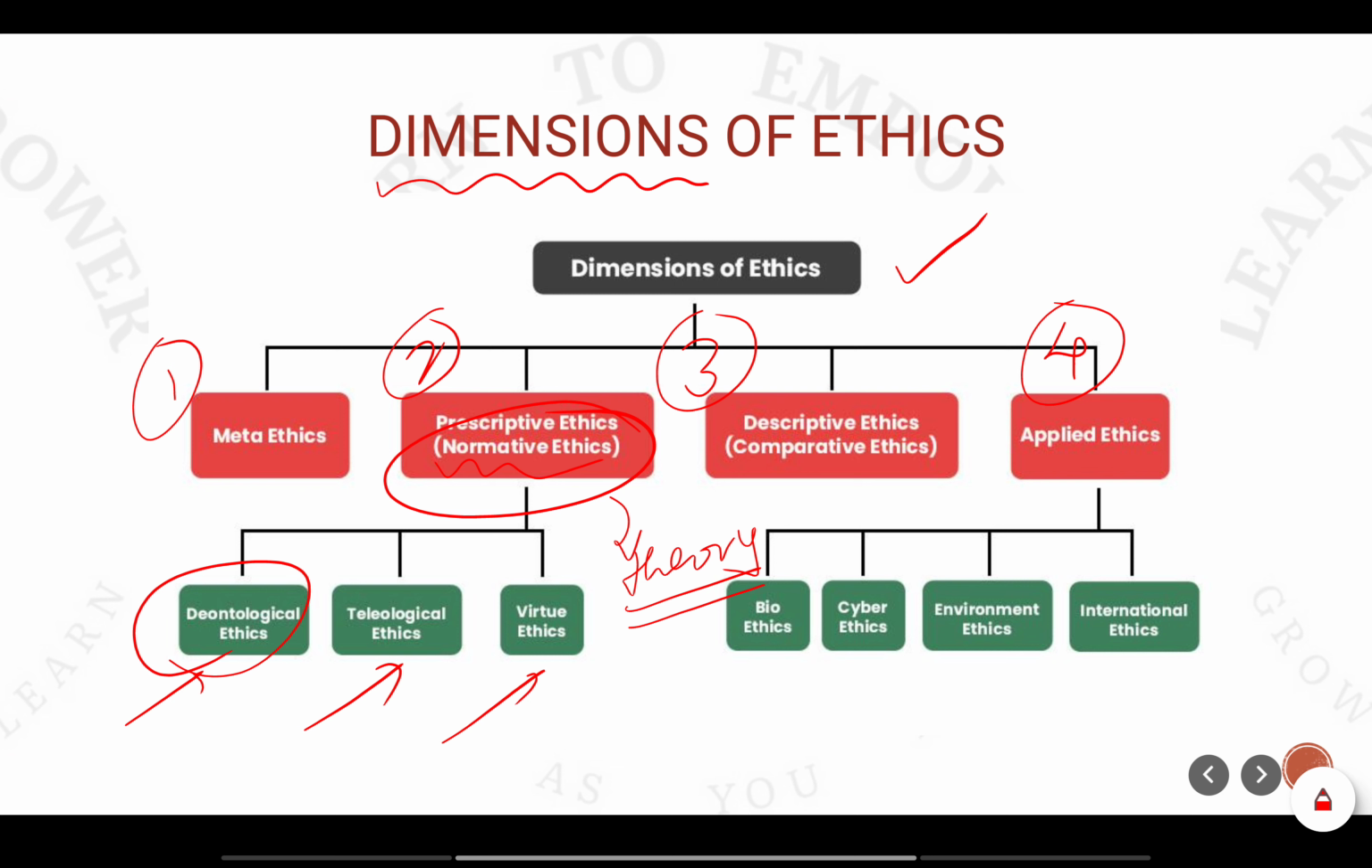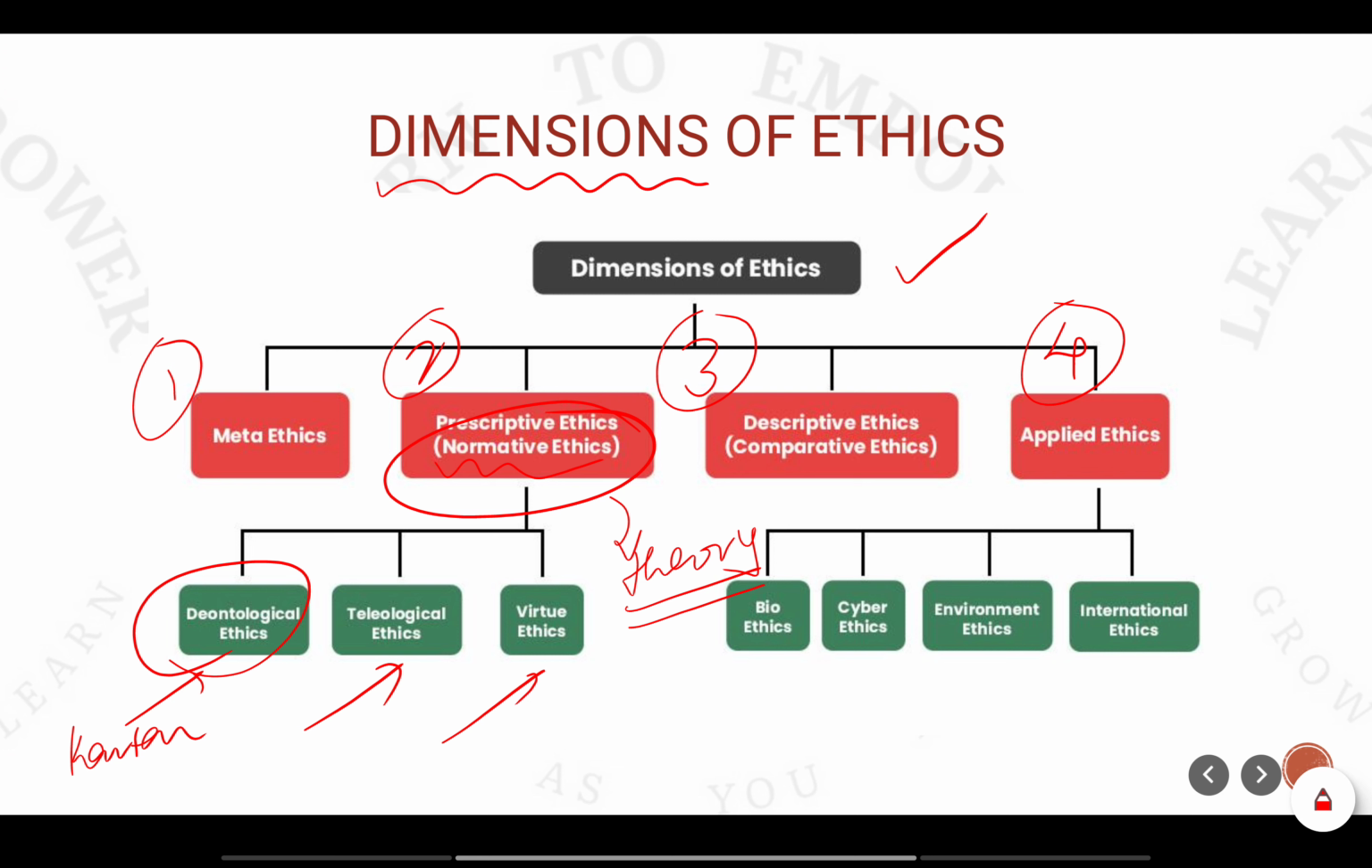For example, when I say that you should not lie, it means that you should not lie in all circumstances. That is what is meant in deontological ethics. The main proponent of deontological ethics is Kant. The second is teleological ethics.